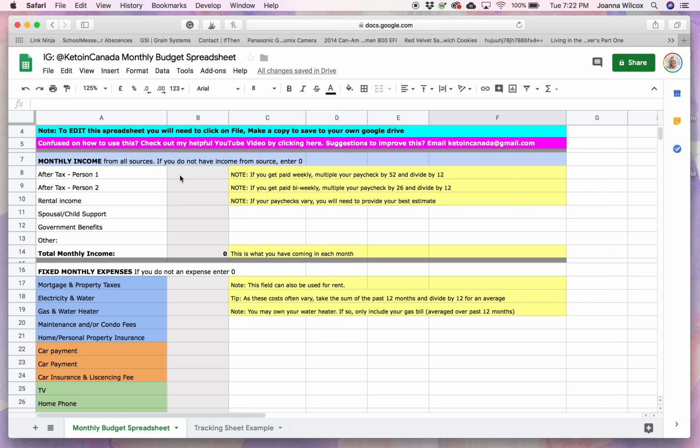If you get a weekly paycheck, this is monthly information. I don't know if you know, but there are 26 bi-weekly payments and 52 weeks in a year. So if you get the same paycheck every single week, take that amount and multiply it by 52 and then divide it by 12. That is going to give you your monthly number.